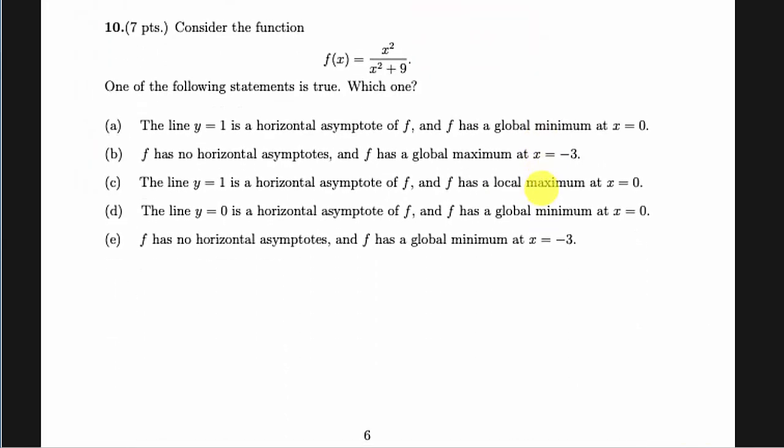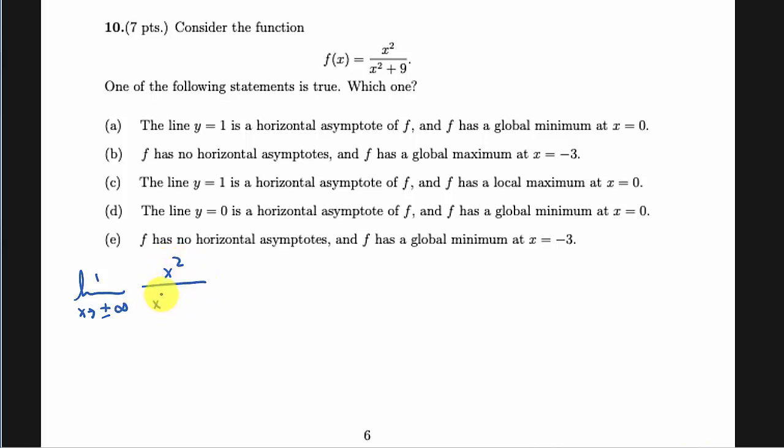All right. Consider the function. One of the following statements is true. Which one? All right. So first, let's check for asymptotes. If you notice in all of these, they ask about horizontal asymptotes, and then they ask for global maximum or minimum, or local maximum or minimum. So let's find the horizontal asymptote. Remember, you take the limit as x goes to infinity and as x goes to negative infinity. We'll do them both at the same time, positive and negative infinity.